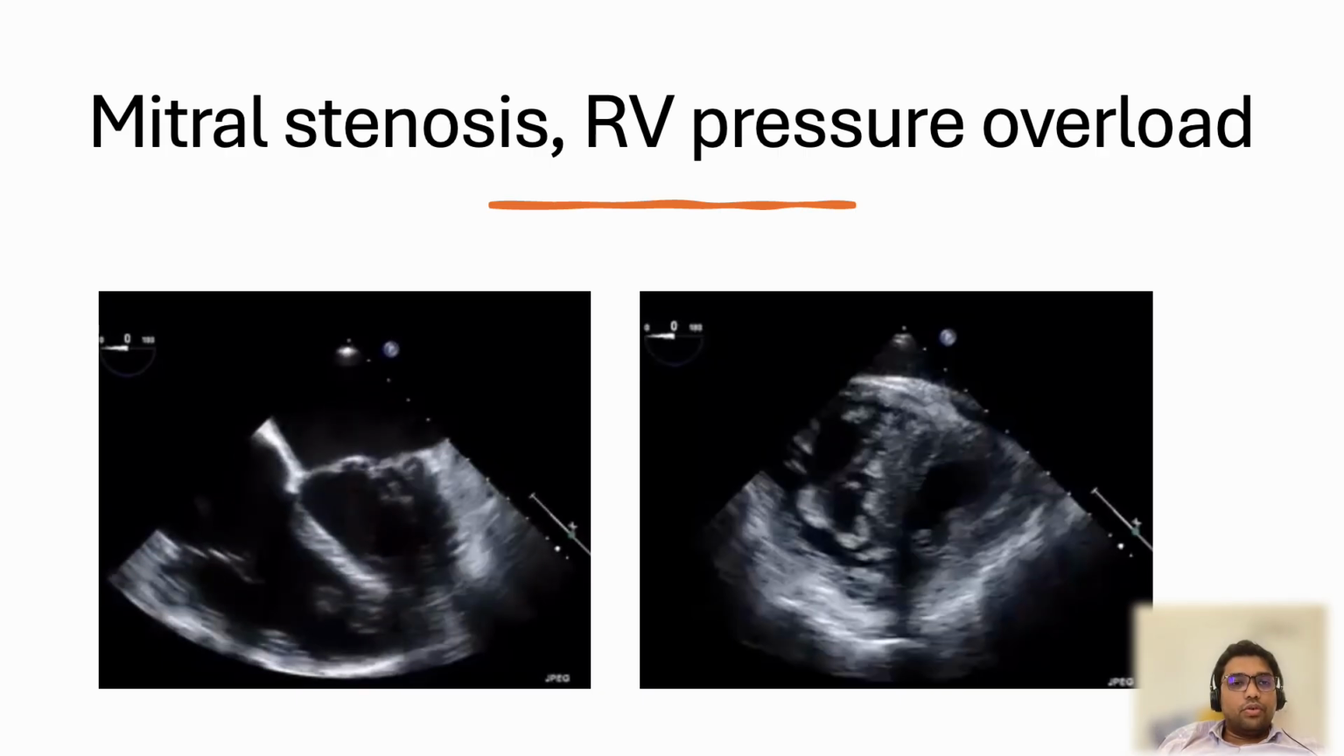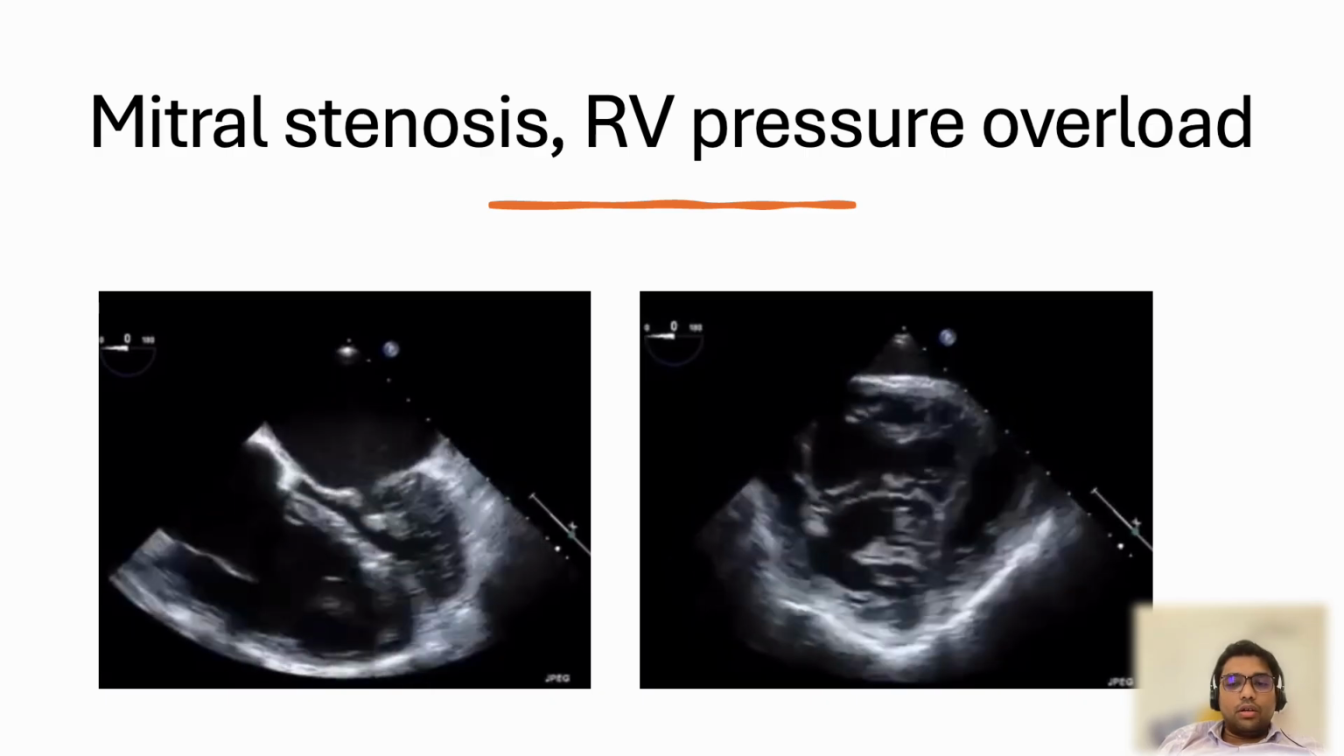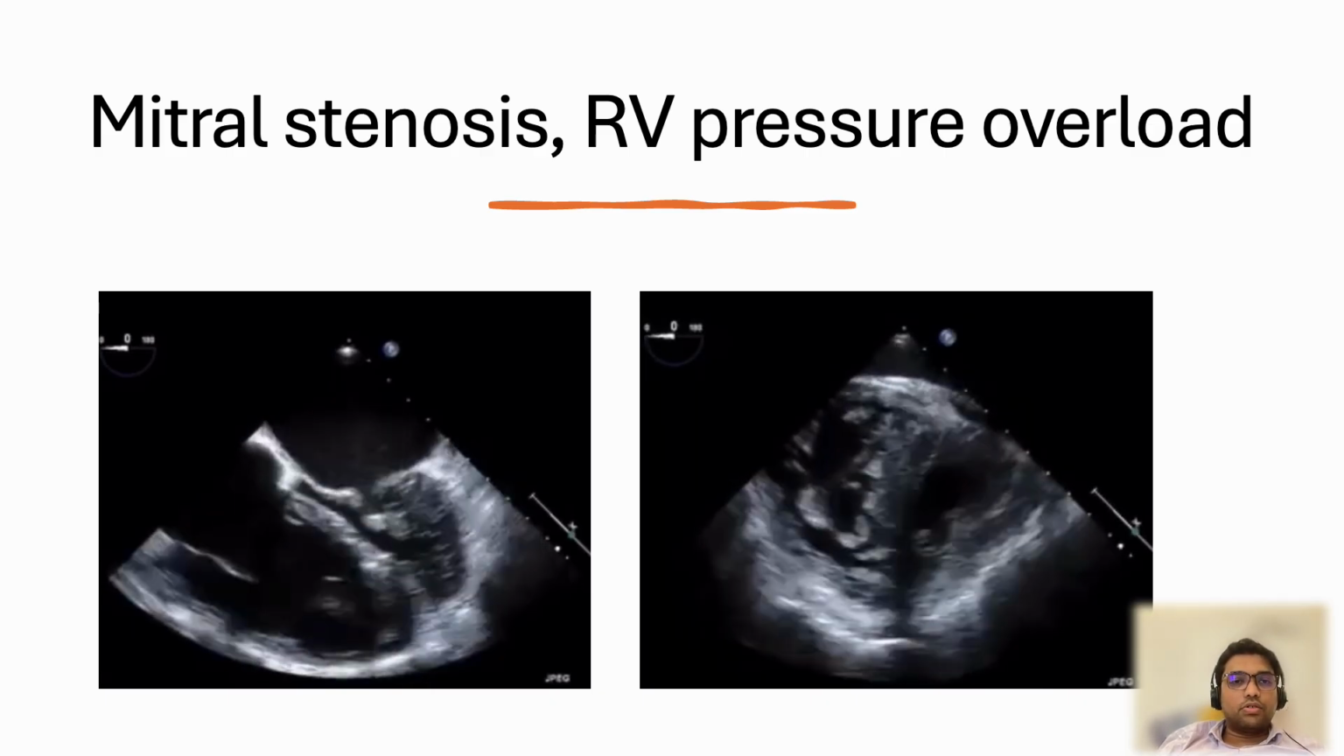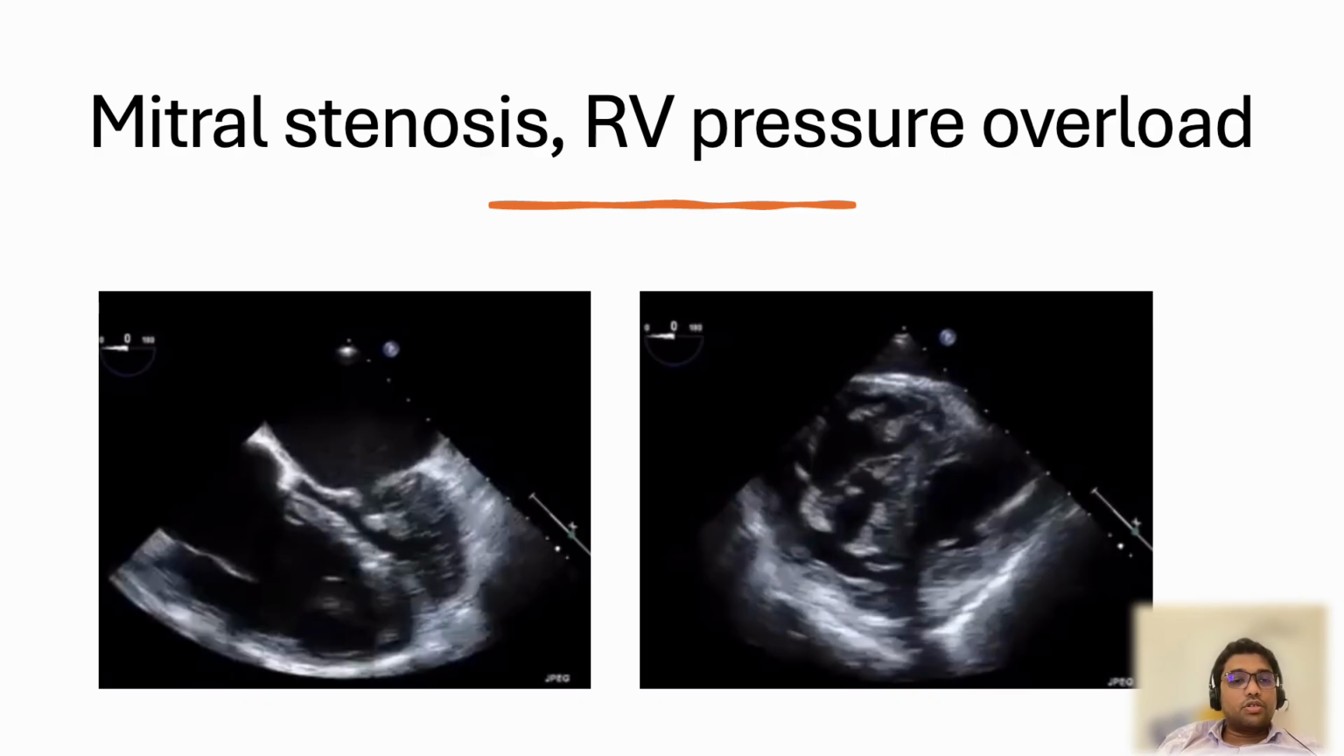Now let us go through a few clips of RV dysfunction. So this is a case of mitral stenosis with RV pressure overload. You can see in the midesophageal 4-chamber view there is a shifting of your interventricular septum in diastole more towards your LV, and also there is a gross dilatation of your RV. You can also see there is a hypertrophy of your RV myocardium, and also the subvalvular apparatus are hypertrophied in your transgastric mid-papillary short axis view rotated towards right.